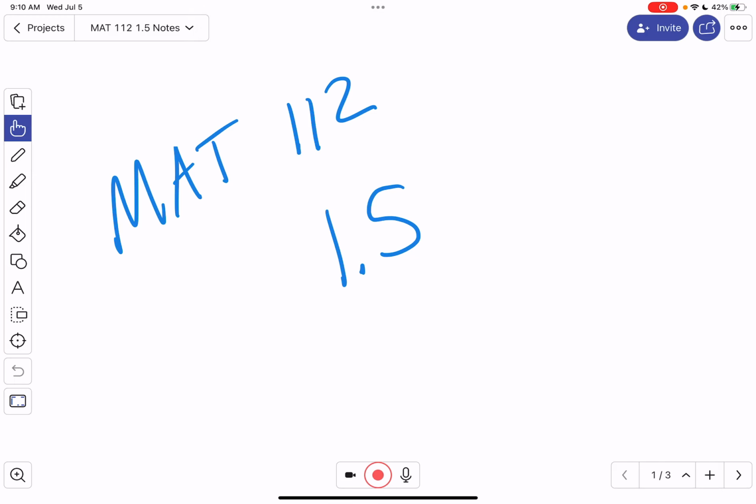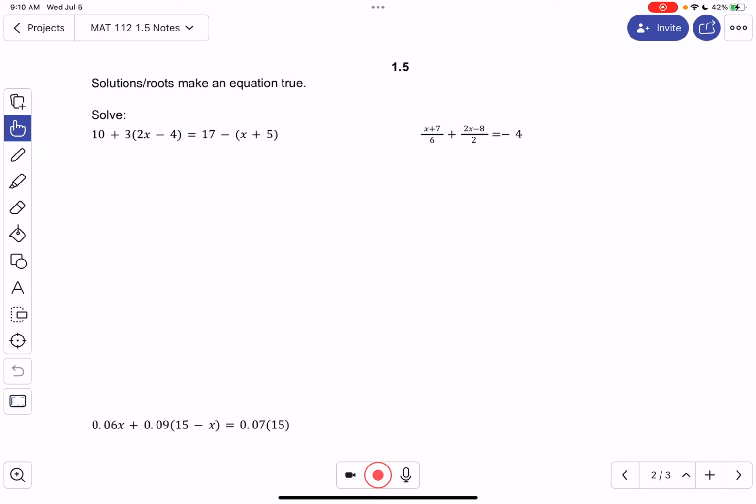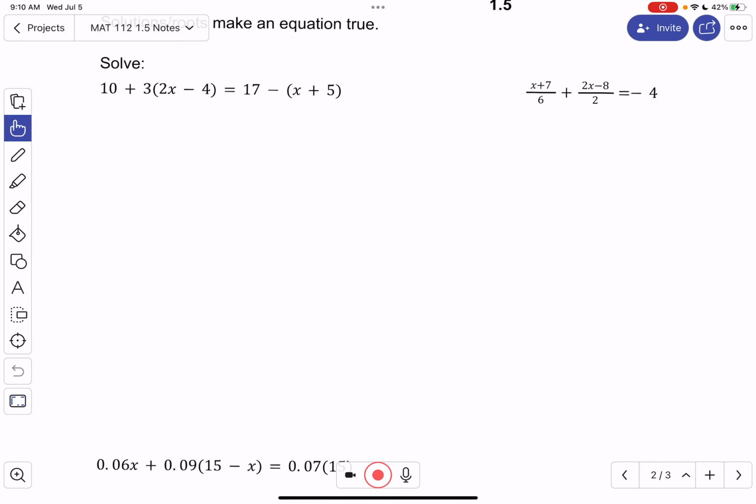Okay, so section 1.5 covers solving linear equations and inequalities. Really what we're doing is we are trying to find the numbers that we can plug in for x and make the statement true. In order to do that, we just rearrange everything using distributive property, adding and subtracting, and all of that to make it say x equals.